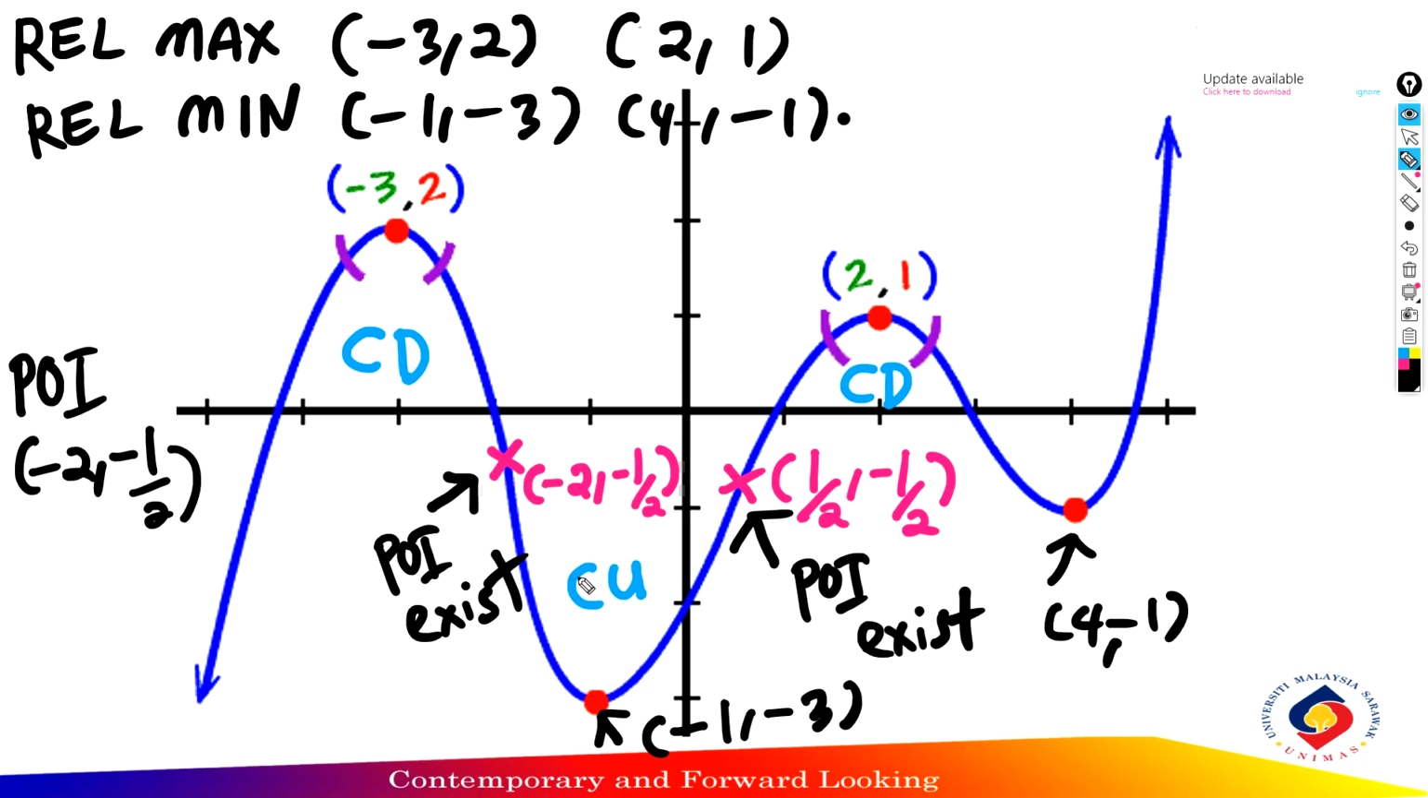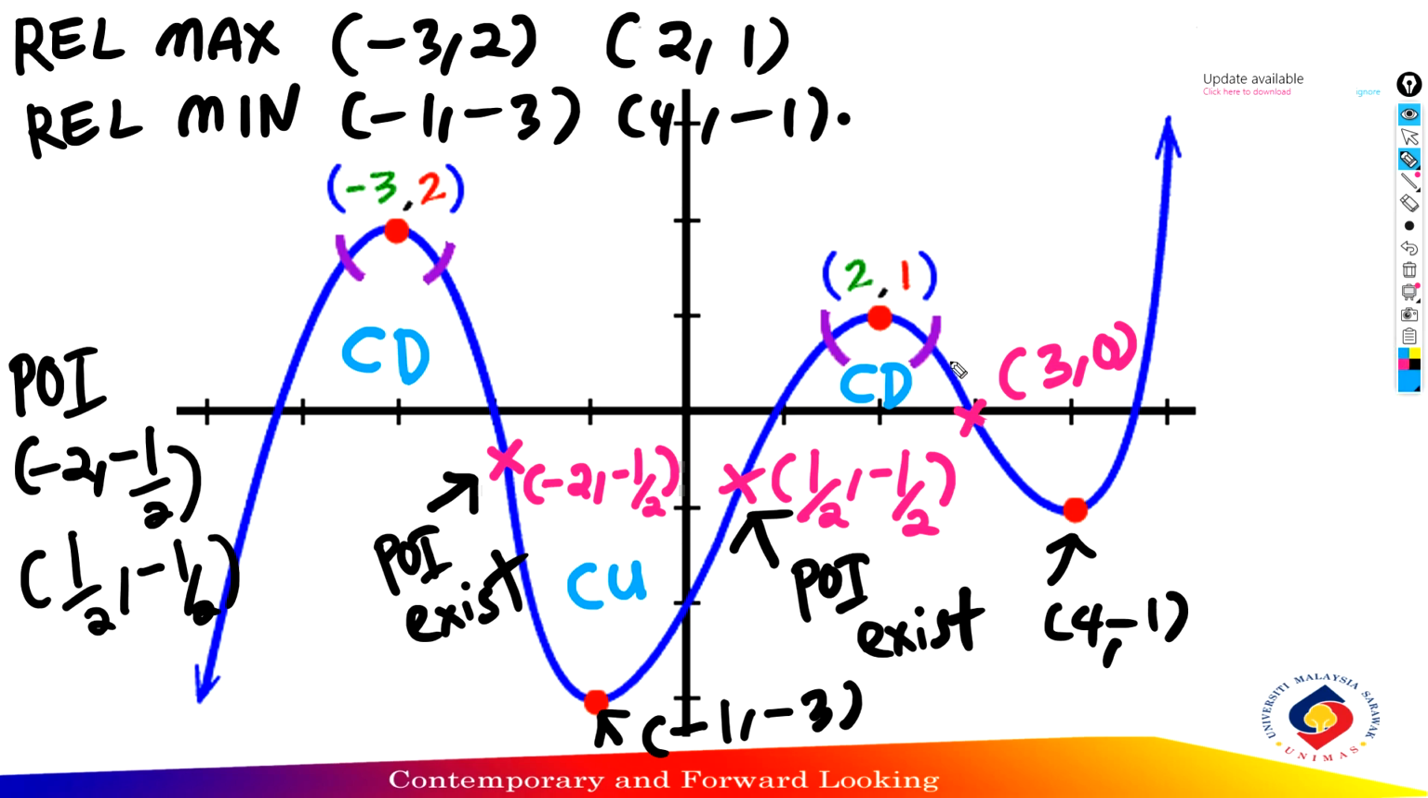You check the concavity of the function from the left: CD, CU, concave down, concave up. So between them an inflection point exists. Between negative 2 and 1/2 the graph is concave up, and after 1/2 the graph is concave downwards. So the second inflection point is at (1/2, -1/2), and the third point maybe here at x equals 3 and y equals 0.